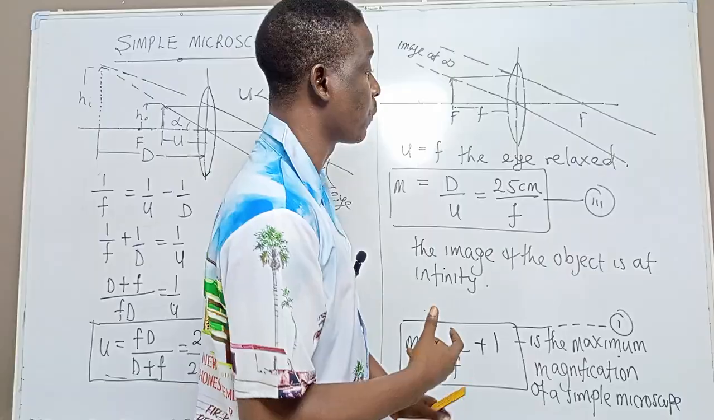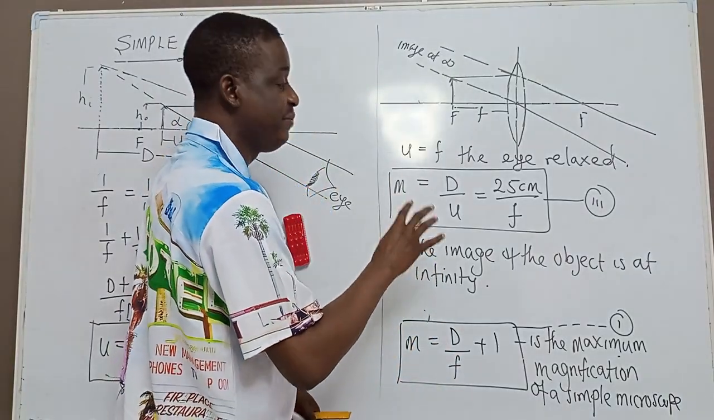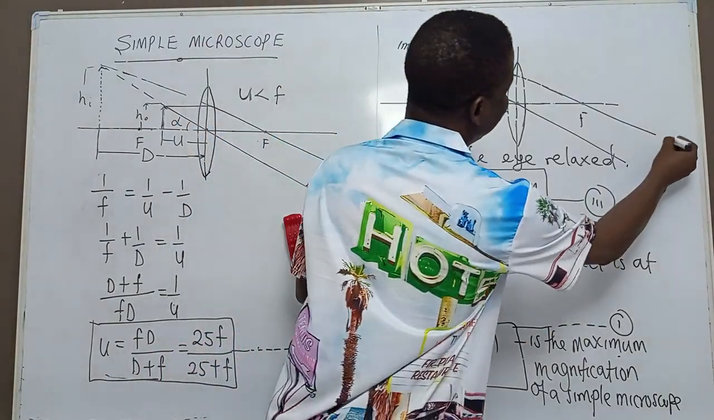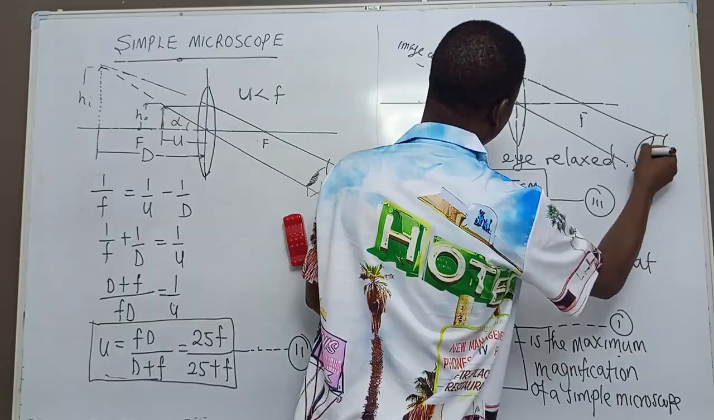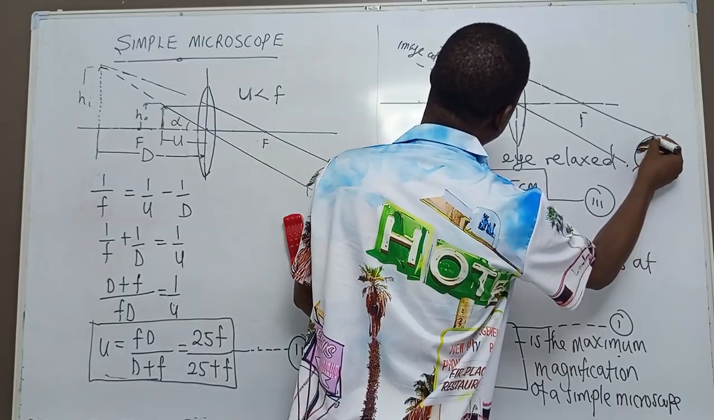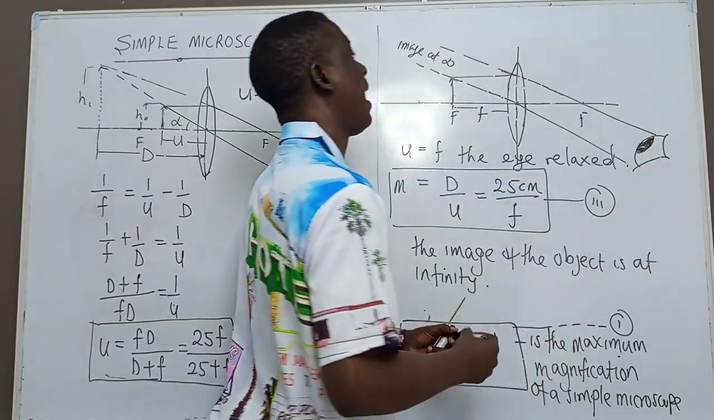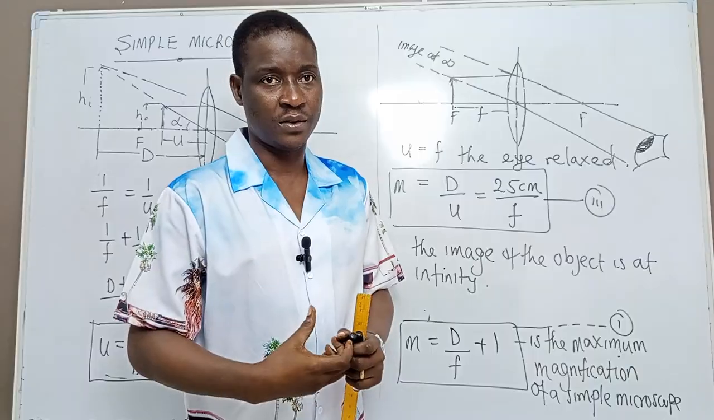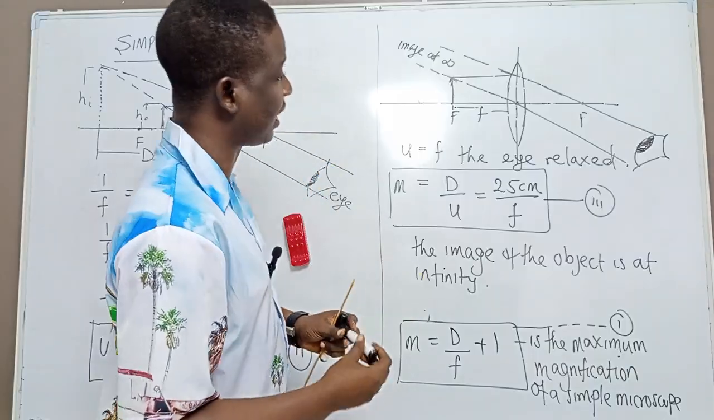So in that case, we say such an image is unaccommodative by the eye itself. So we say it's unaccommodative. Accommodation means the ability to see, to visualize something. So that is just that.